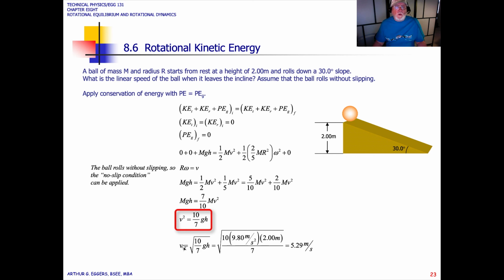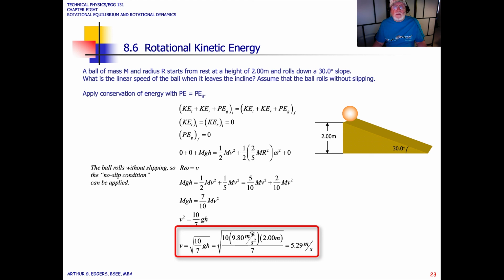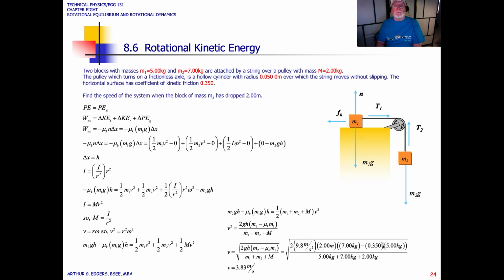So when I take the square root then of that value, I get the square root of 10/7 gravity times height is equal to, now let's start dropping numbers in. 10 times 9.8 meters per second squared times 2 meters divided by 7. Once I run that through and take the square root, the velocity of the sphere, once it hits the bottom of the ramp, has a final velocity of 5.29, or about 5.3 meters per second.